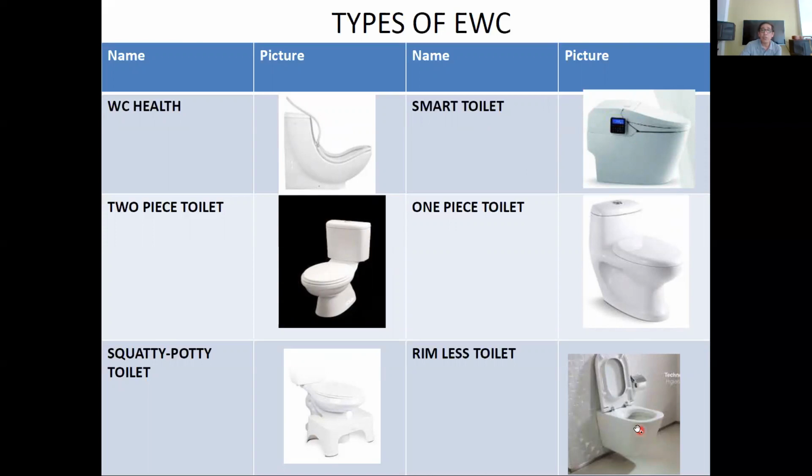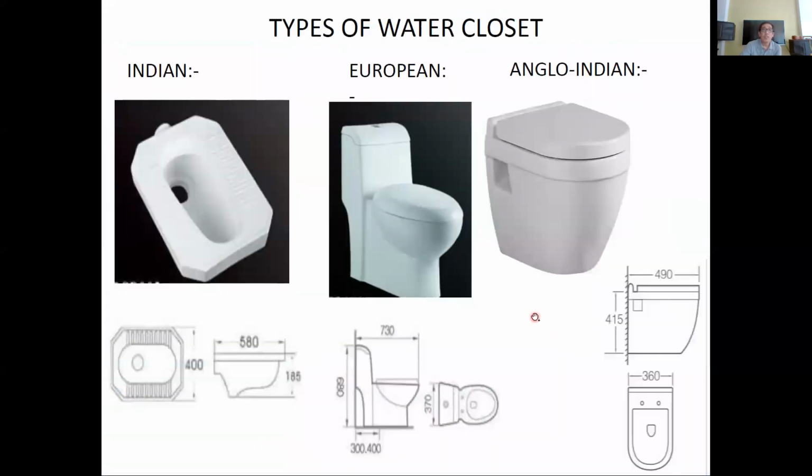This is a rimless toilet or a wall-hung toilet, where the tank is not used; you use pressurized water, so the pressurized water is needed to flush the excreta in the water closet. So this is a squatty potty toilet for children. So these are the different types of water closet.